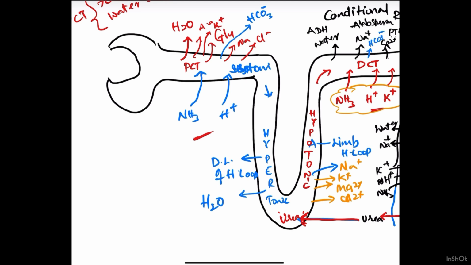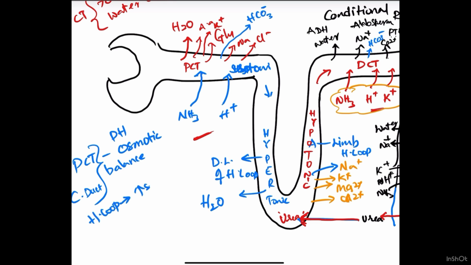Done. So the PCT and collecting duct help in osmotic balance and pH balance. And what about Henle's loop? Henle's loop increases the concentration of the GF, glomerular filtrate. And what about the DCT? The DCT helps maintain potassium and sodium ion balance, and pH also. Done. So this is reabsorption and secretion.